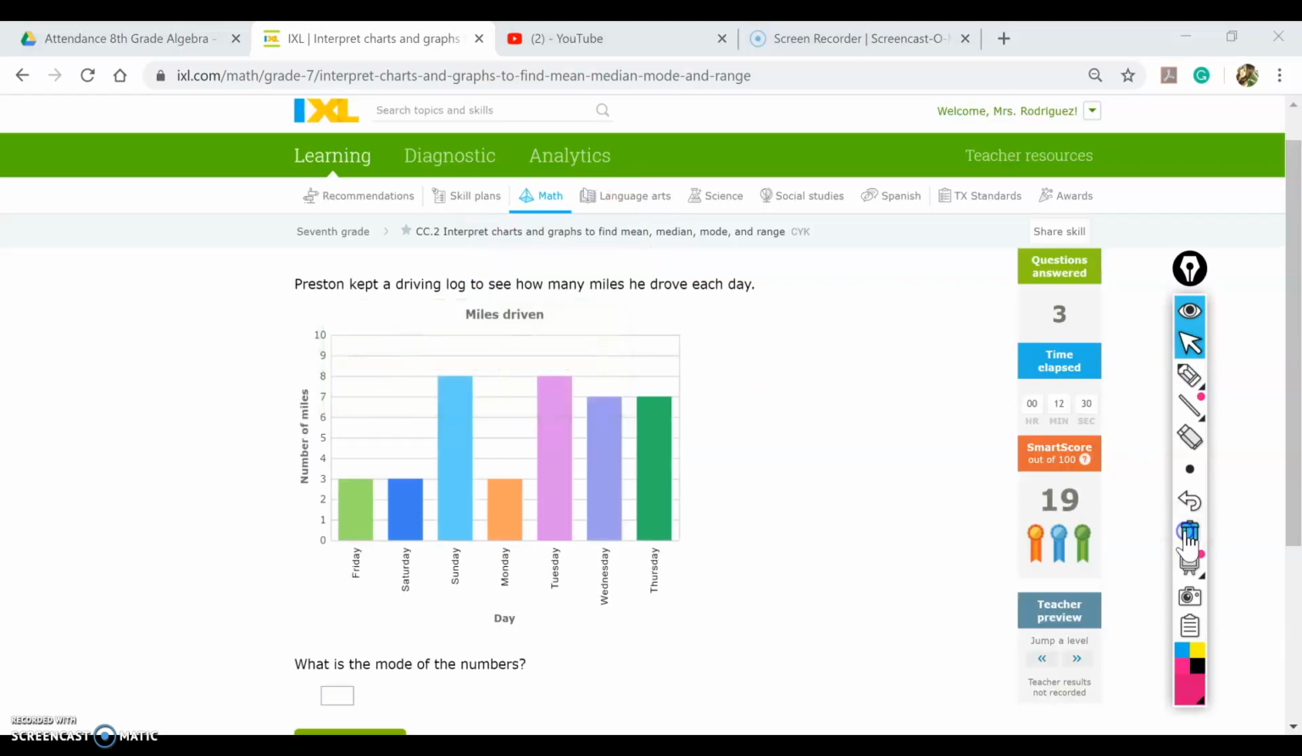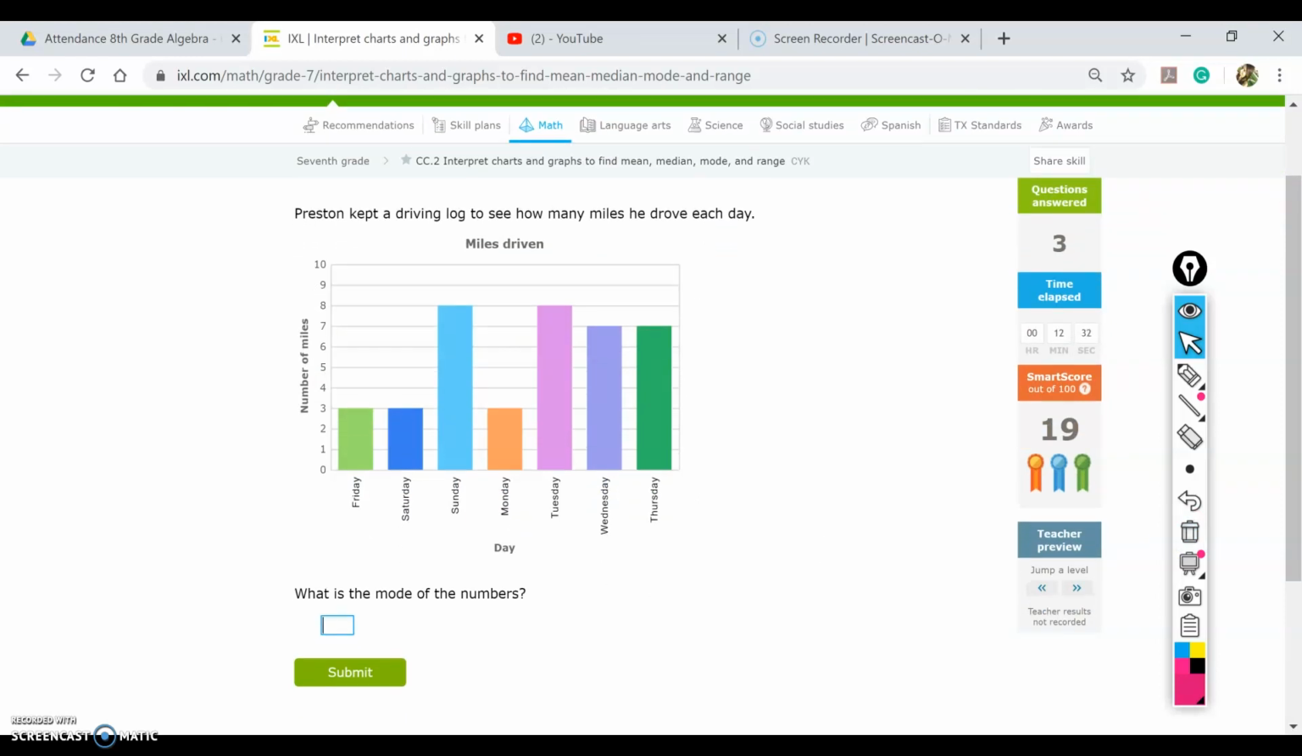Okay, let's do this question, and then we're going to jump to like the 70s or 80s, so you can see more or less the type of questions you would get. So question number 3. Preston kept a driving log to see how many miles he drove each day, and they give you a little chart. What is the mode of the numbers?